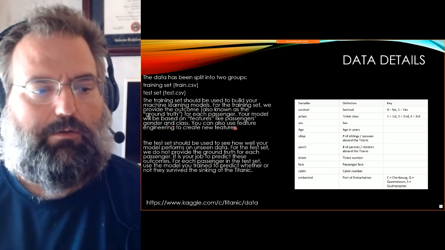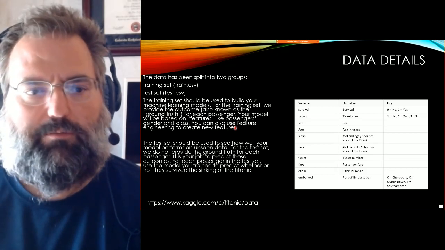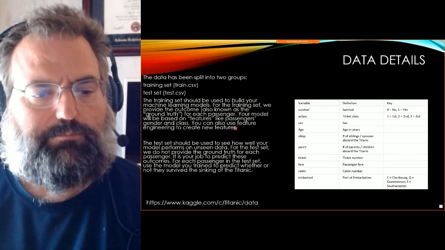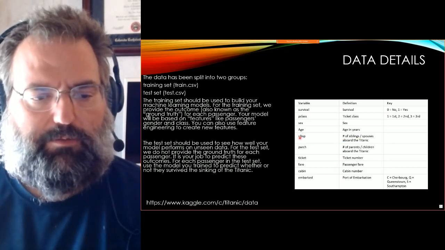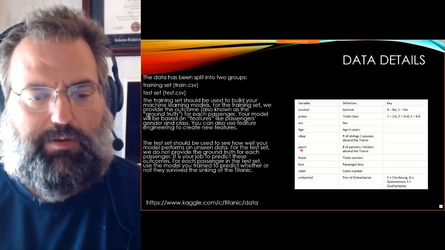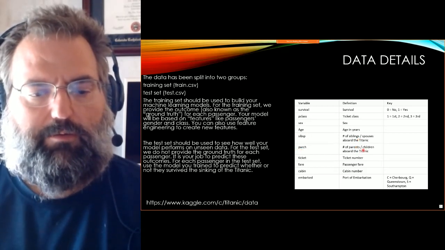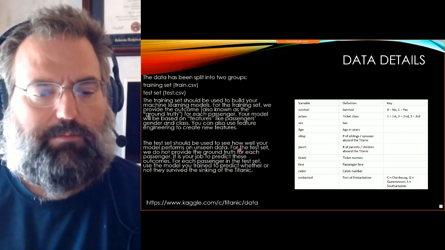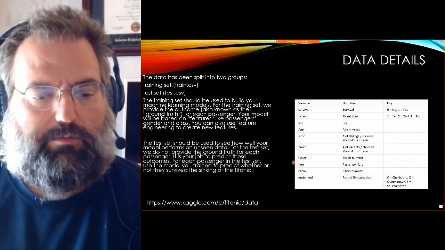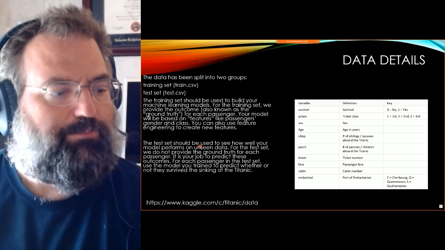So you can do things like create buckets of age groups, perhaps, or family size, because you could figure up the number of siblings and parents and yourself to figure out what the group size is like. That might or might not be useful. Maybe even buckets of fares and so on.